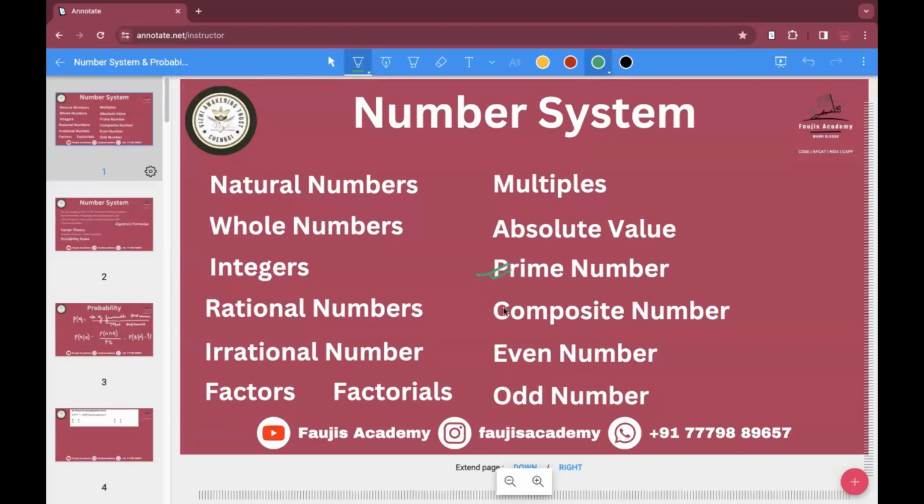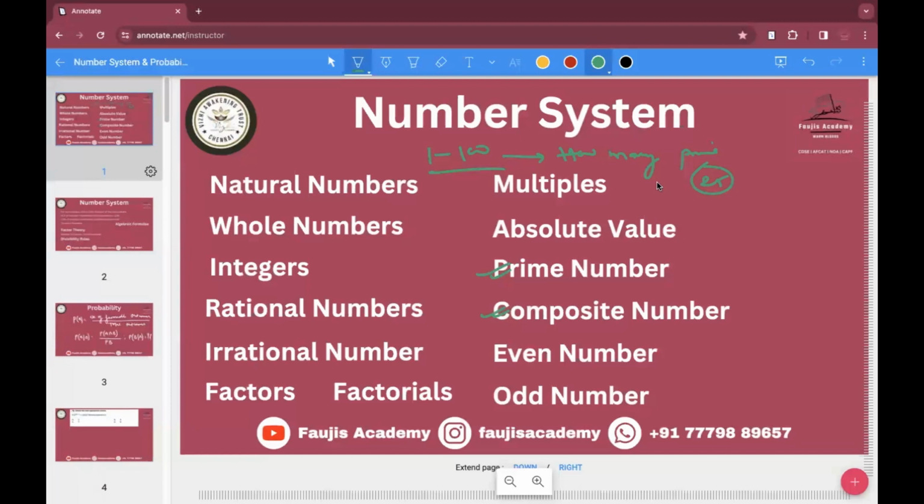Prime number is done, composite number is done, even number. There is one more thing I want to talk about, the prime number, and look at this property very carefully. In fact, two things. The first thing is that between 1 to 100, how many prime numbers are there? 25, sir. So 25 prime numbers are there between 1 to 100.